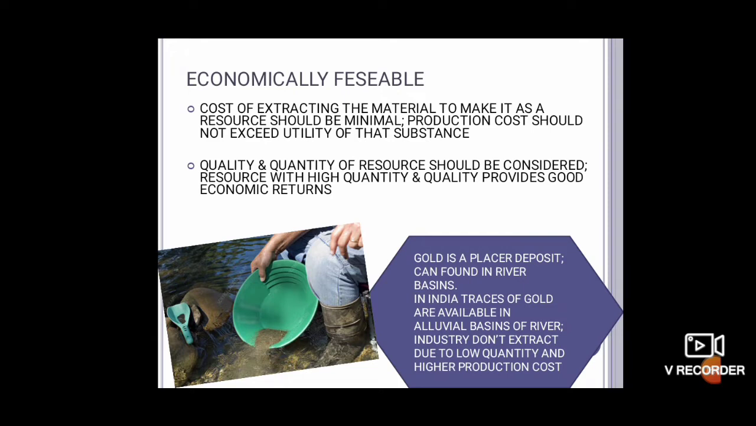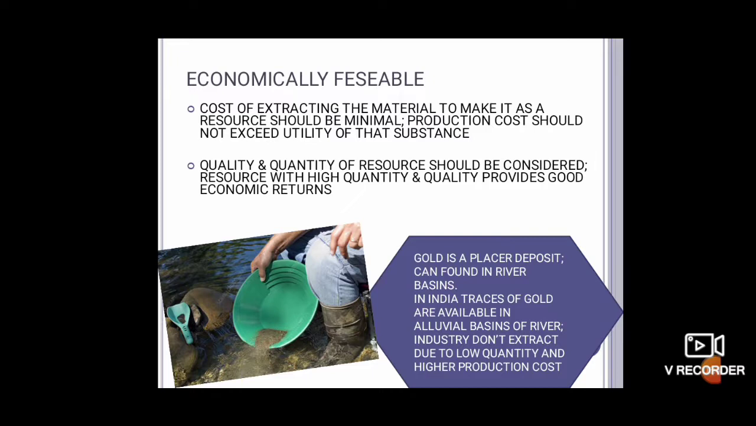The second factor is economic feasibility. We always think about the cost of production, and the cost of extracting the material to make it a resource should always be minimal. That means the production cost should not exceed the value of that substance. We have to consider the quality and the quantity of a resource if we want to start producing it. We have to look for good economic returns. Consider the case of gold.